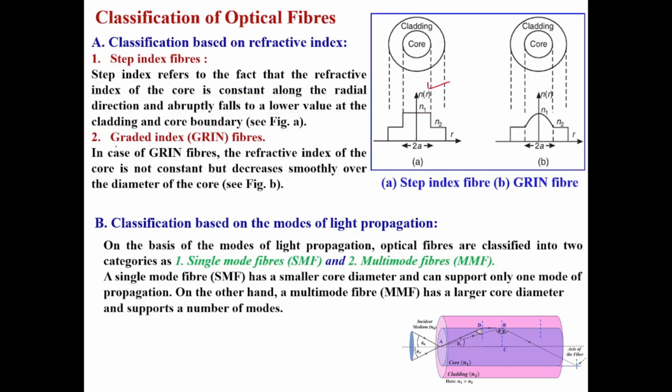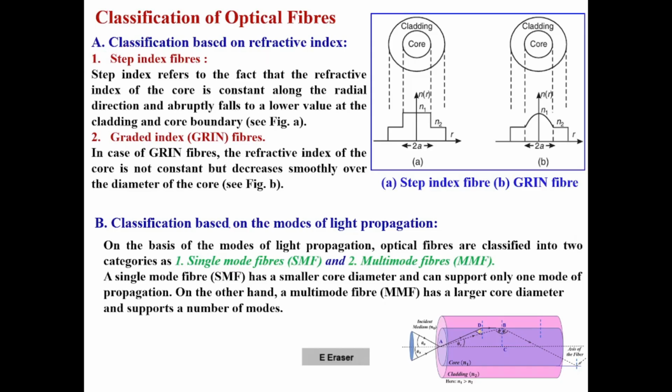If we consider graded index fiber, then the refractive index of the core decreases radially, slowly, like this. So this is your graded index fiber. In the case of graded index fibers, the refractive index of the core is not constant but decreases smoothly over the diameter of the core. See the figure, this one. This is your graded index fiber. If the classification of optical fiber is asked in your exam, it will carry 2 to 3 marks. Okay, this much you have to write.